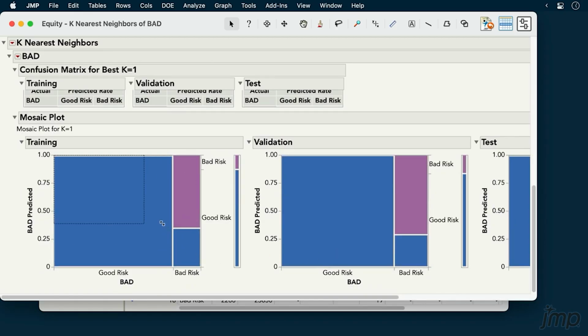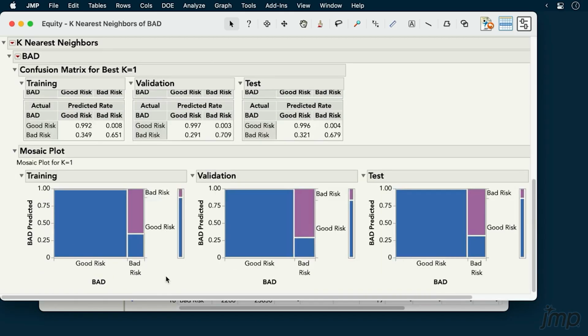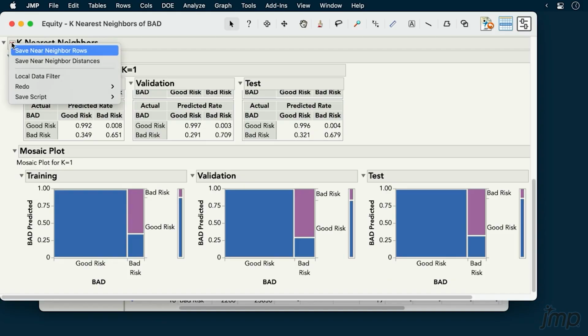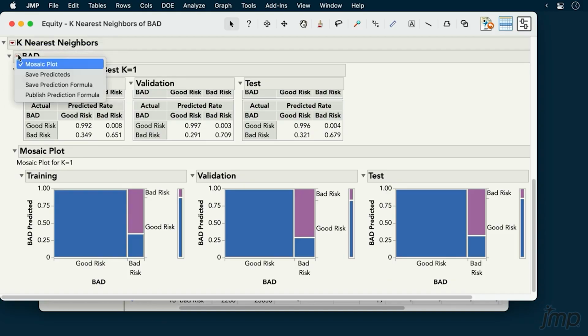These specific outputs were produced because our response variable is categorical. If we used a continuous response variable, we'd be presented with fit statistics and graphs appropriate for that response type. Additional options, including for saving or publishing the prediction formula, are available under the red triangle menus.